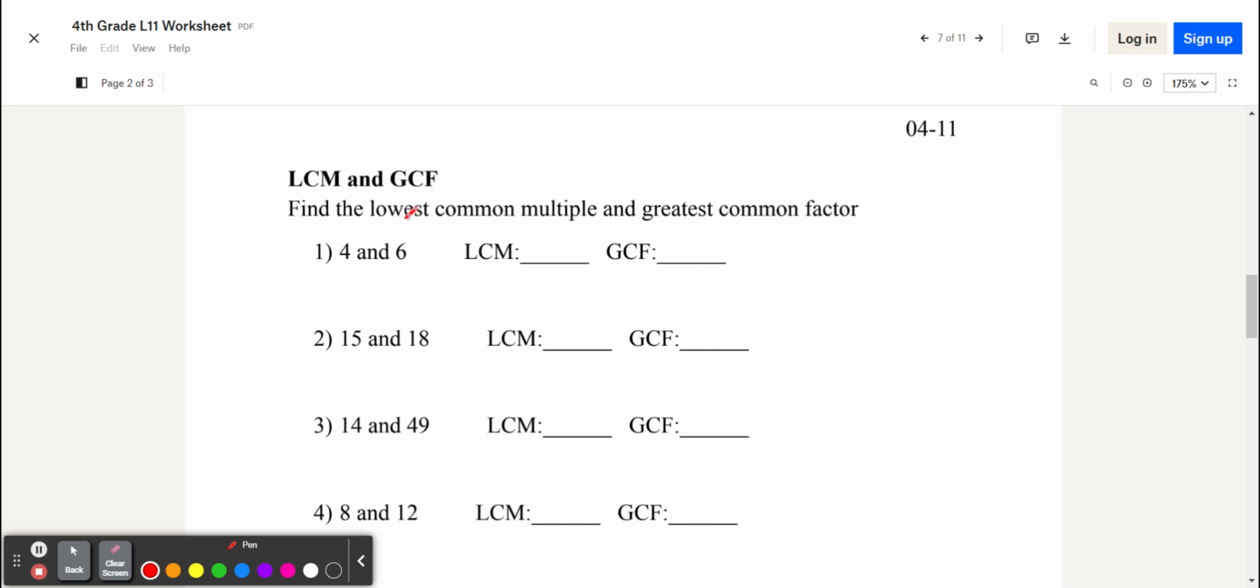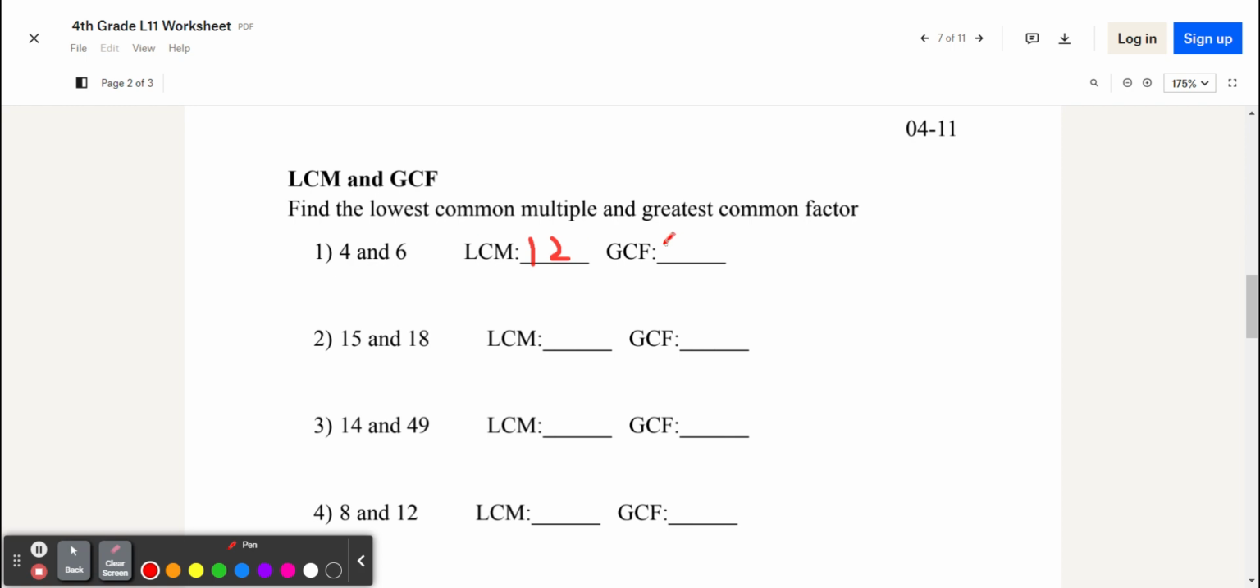And then here we'll find the lowest common multiple and greatest common factor. So the lowest common multiple is the smallest number that both of these are factors of, or that is a multiple of both of these. So in this case, this is 12, because 12 is 6 times 2, it's a multiple of 6, and it is 4 times 3, which means it's a multiple of 4.